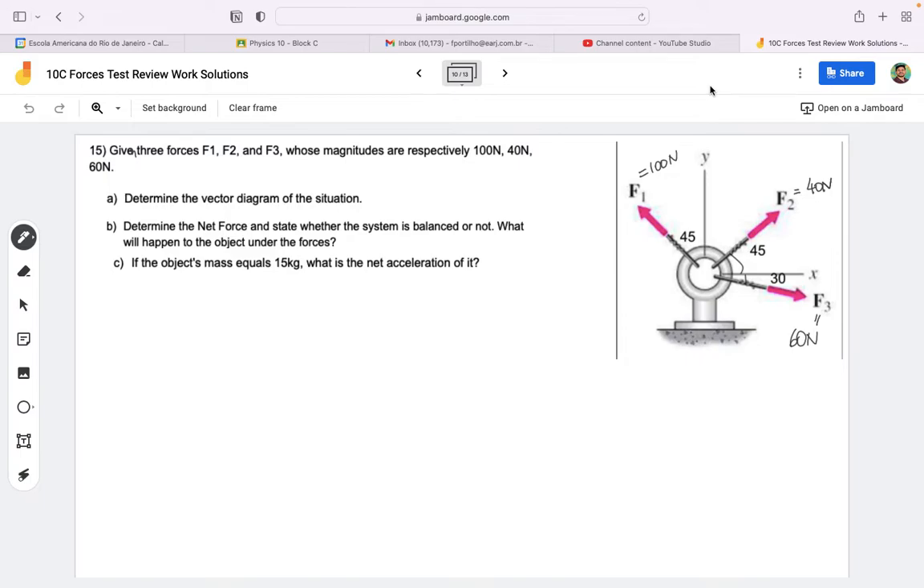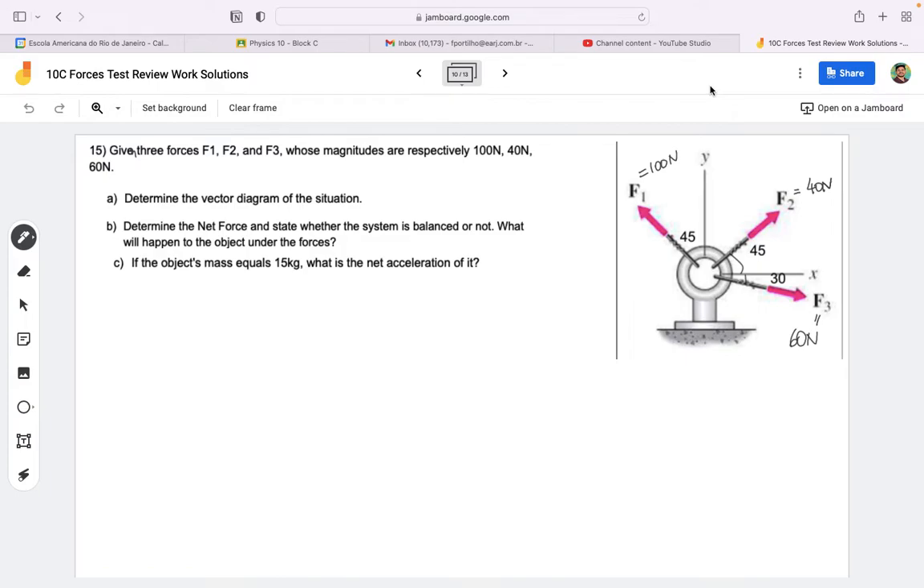Given three forces F1, F2, F3, whose magnitudes are respectively 100 newtons, 40, and 6 newtons, determine the vector diagram, the net force, stating whether it is balanced or not, and what will happen to the object under the action of the forces. And finally, you should determine the net acceleration of the system.